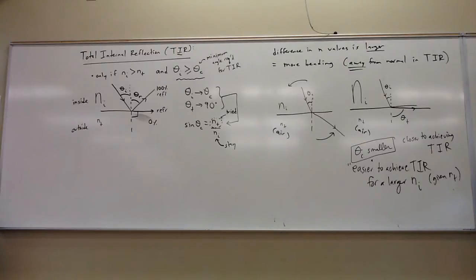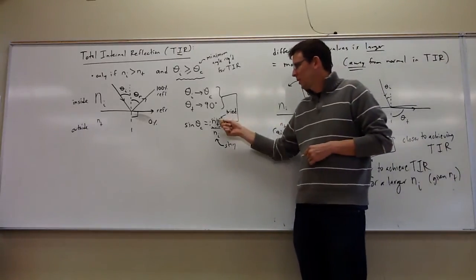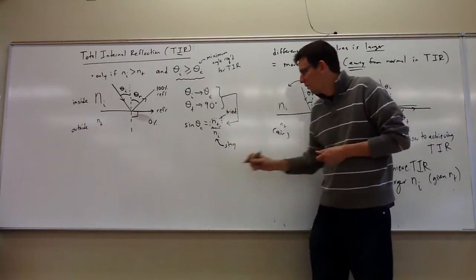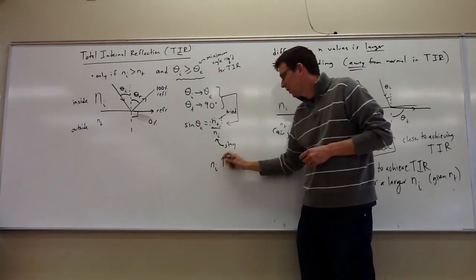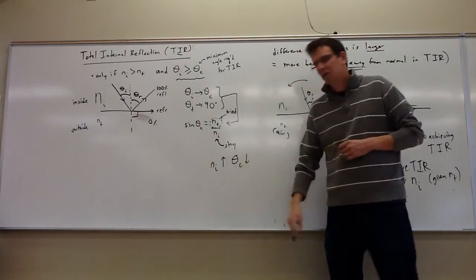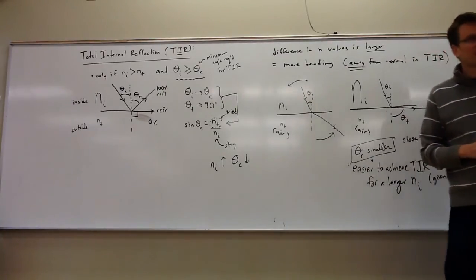Does that make sense? You can try it out in this formula. So you can put in n sub t as air, that's 1, and you'll plug in various values, and you will find that as you increase this, it lowers the bar, lowers the critical angle. Okay? You can try it and plug in numbers if that makes you feel like you can see it better. Okay?